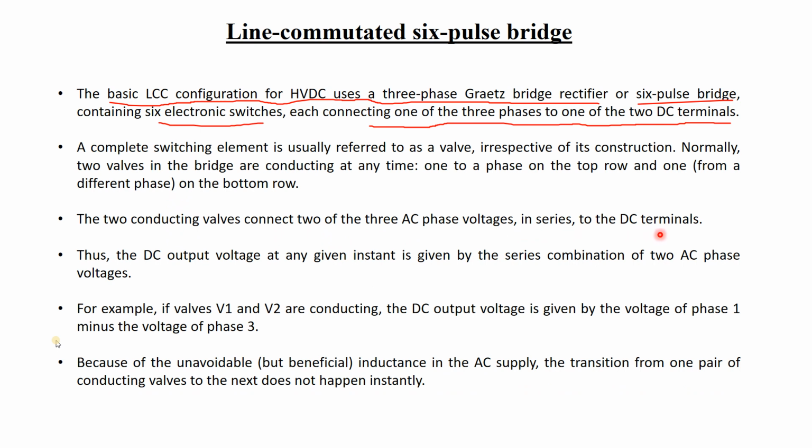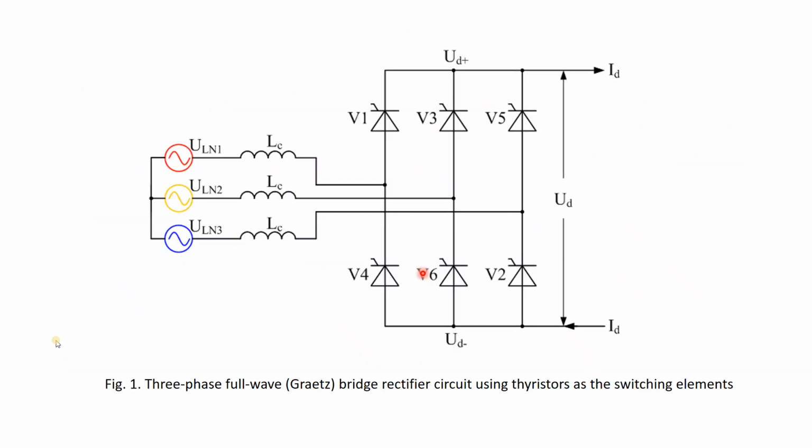The two conducting valves connect two of the three phases in series to the DC terminals. Thus, the DC output voltage at any given instant is given by the series combination of the two AC phase voltages. That means it is operating as a series combination. So ultimately, the 6 pulse. I will show you a video also, how this operates. That will be more interesting, and I will also show you the difference between 3 pulse and 6 pulse. Because we also have 12 pulse also.